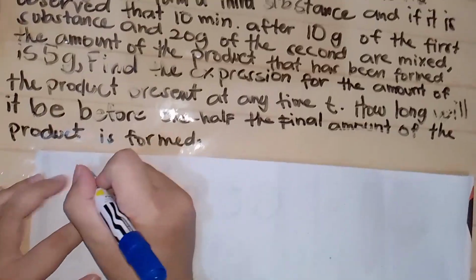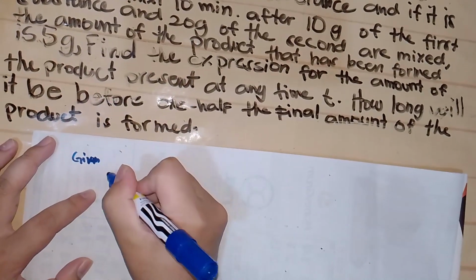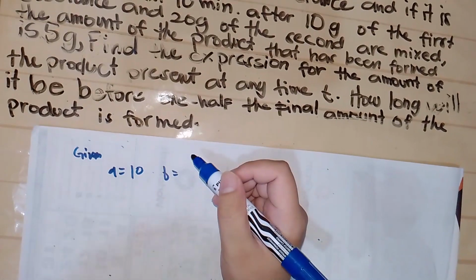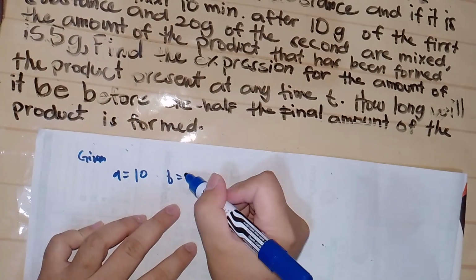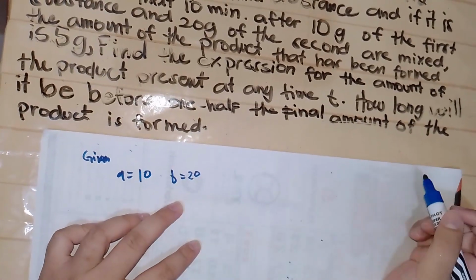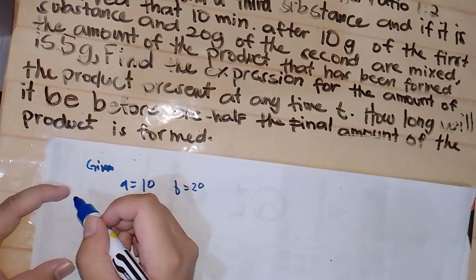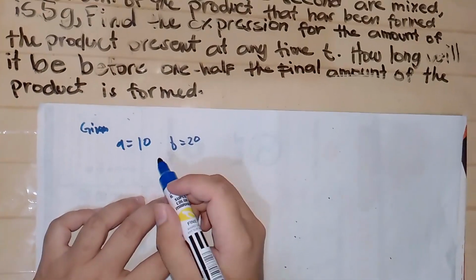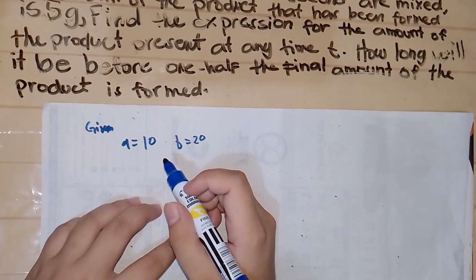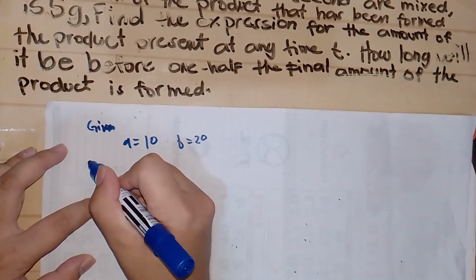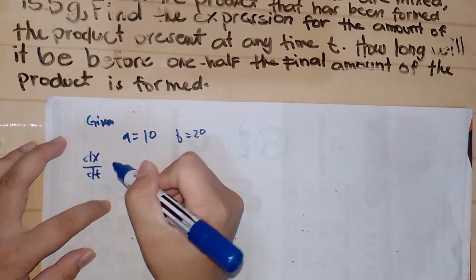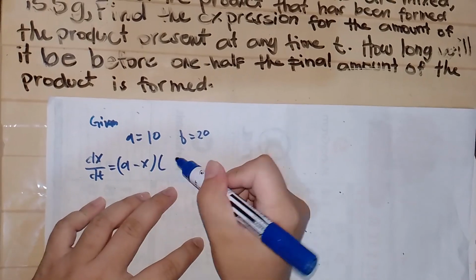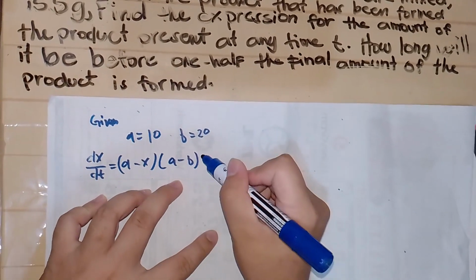So, we are given the value of A, which is equal to 10 grams, and the value of B, which is equal to 20 grams. Okay, so for the formula of this second order application of DE, we have dx over dt is equal to A minus x times B minus x times k.